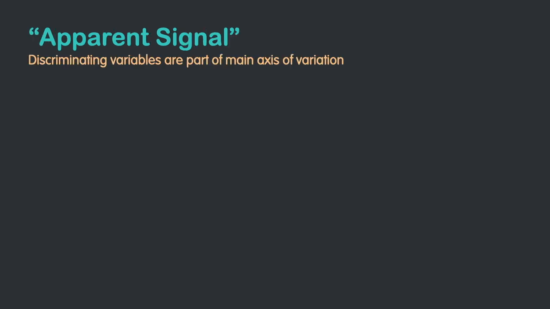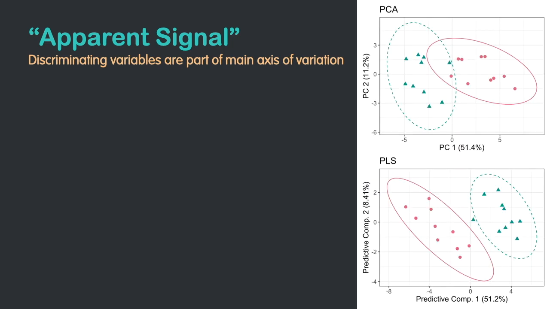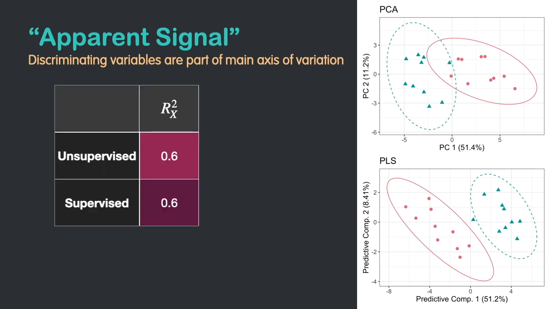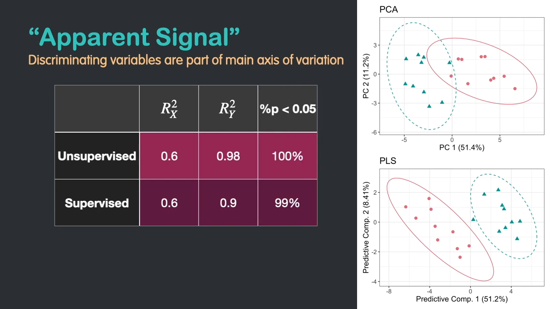In the first scenario, we called it a parent signal because the variables that discriminated between the two groups were also part of the main axis of variation in the data set. And here, as we expected, PCA and PLS performed very similarly. They both found separation between the two groups. They both had a similar r squared x and a very high r squared y. And in nearly 100% of the data sets, they found a significant effect of group.